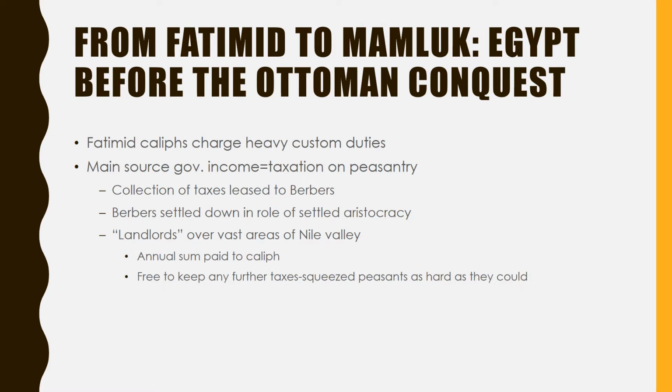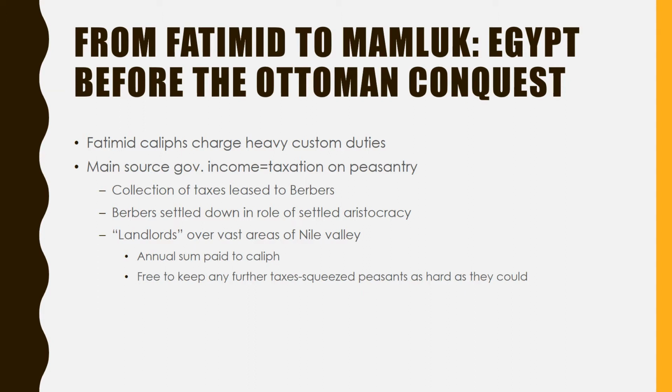So, not surprisingly, the Fatimid caliphs, those are the rulers of Egypt at the time, charged very heavy custom duties on all imports and exports. This is something we've talked about pretty much continually when we talk about the growth and the wealth of any given state. The main source of their government income, however, a little bit different than other regions that we talked about, is their heavy taxation on the peasantry.